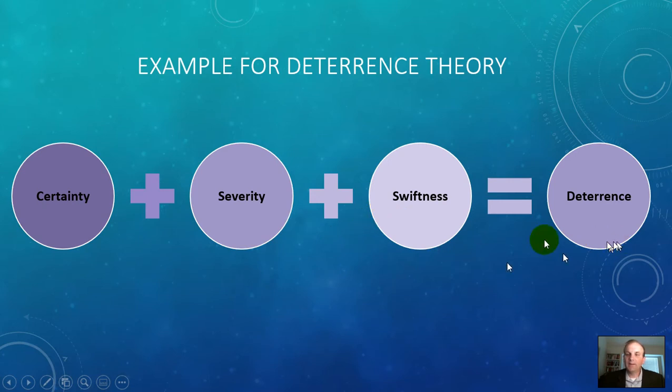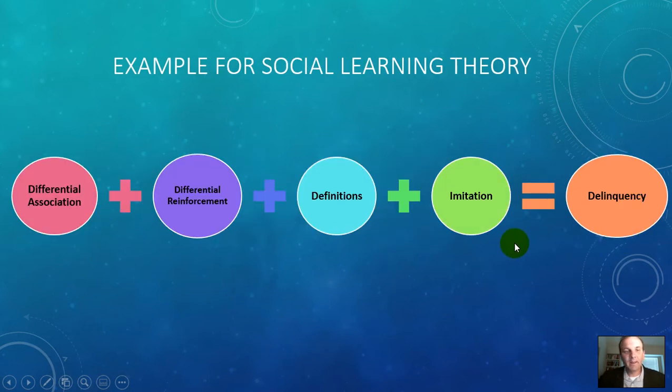So I've got another example I'm going to get into. I don't want to waste too much time. So an example is social learning theory. This is another theoretical perspective for why a crime occurs.